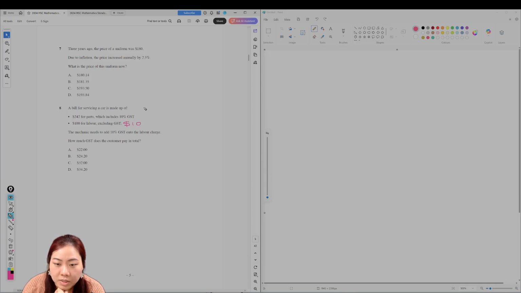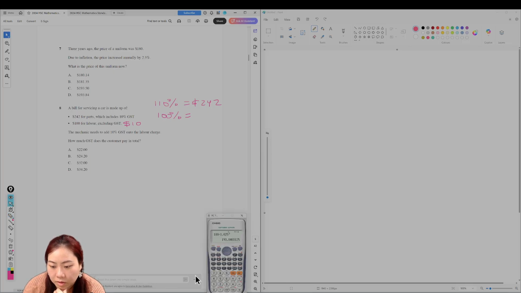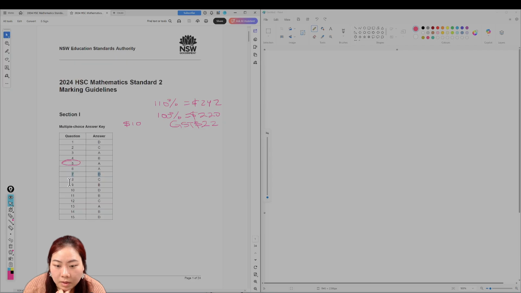Now, $242 is 110%, which means 100% of it would be... let me just grab my calculator. It would be 242 divided by 110 times 100. It's $220. So the GST is $22. Together, total, it'll be $32. So 8C. Good.